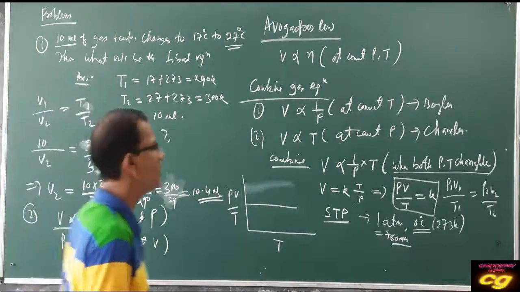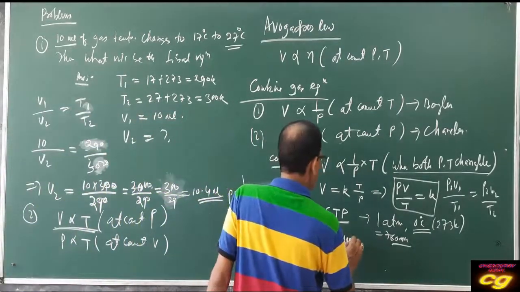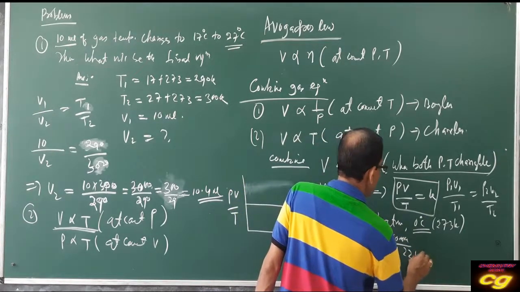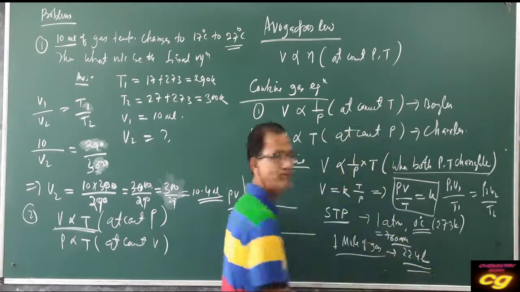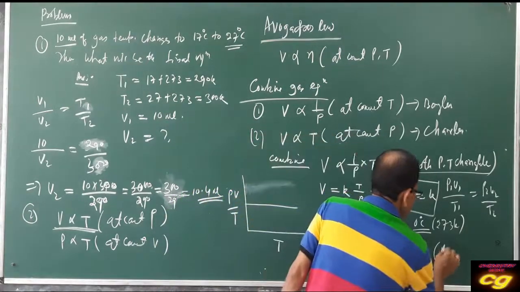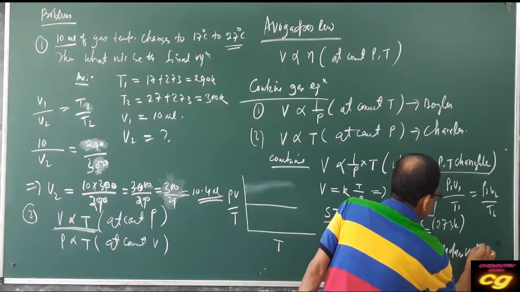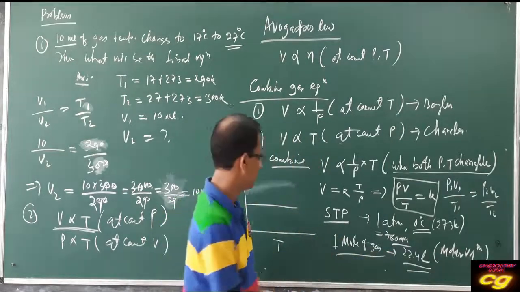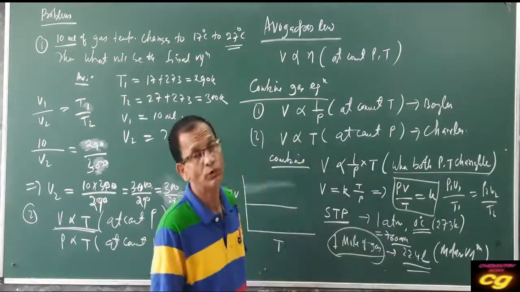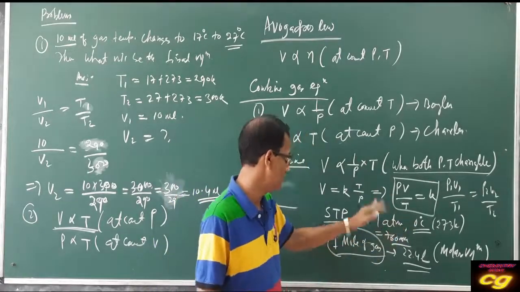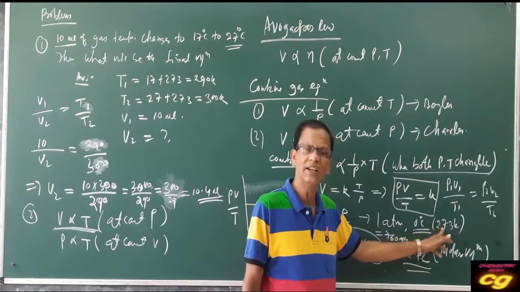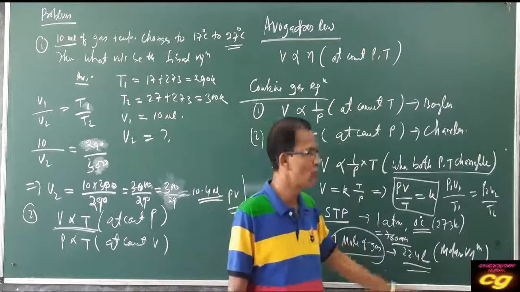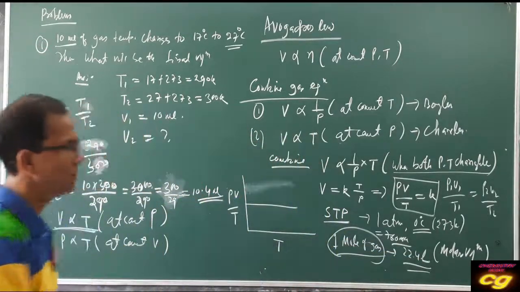At this condition, 1 mole of gas occupies 22.4 liter volume. That is called molar volume. What is molar volume? The volume of 1 mole of gas at 1 atmosphere pressure and 273 Kelvin is 22.4 liter. This is called molar volume.